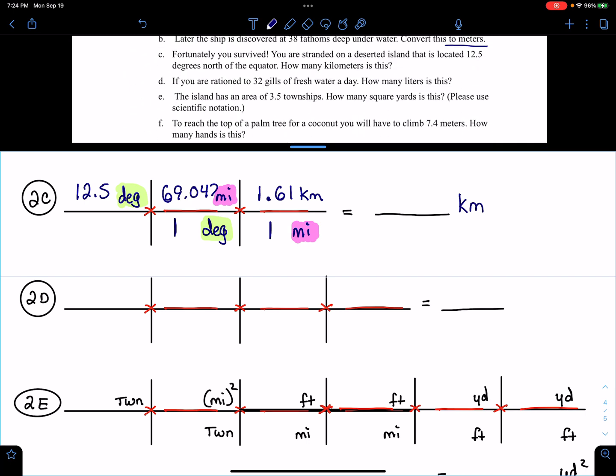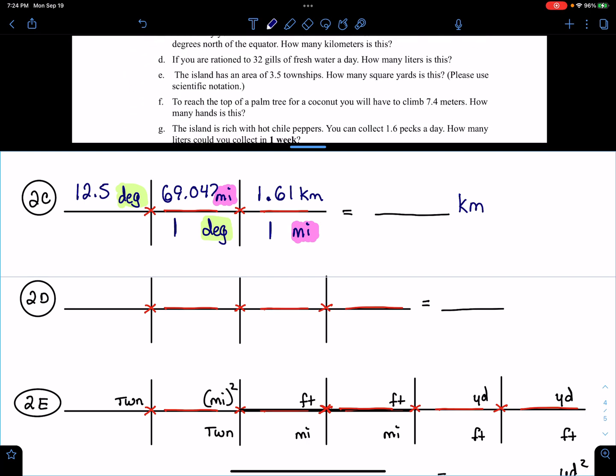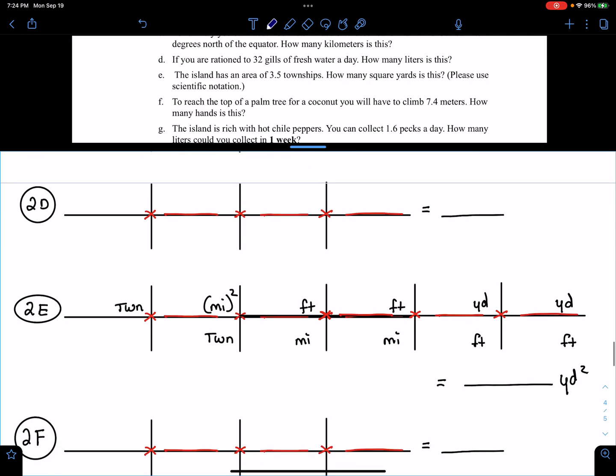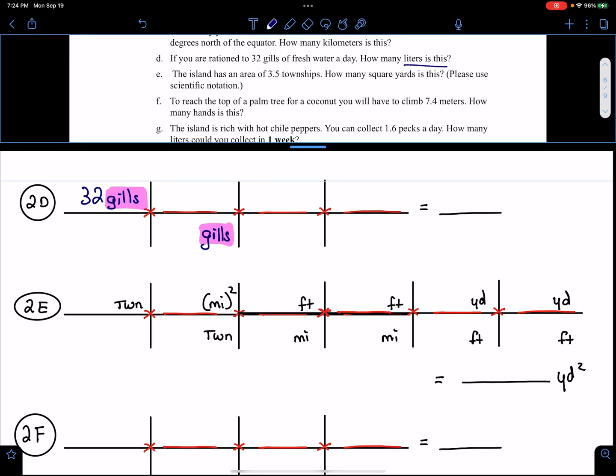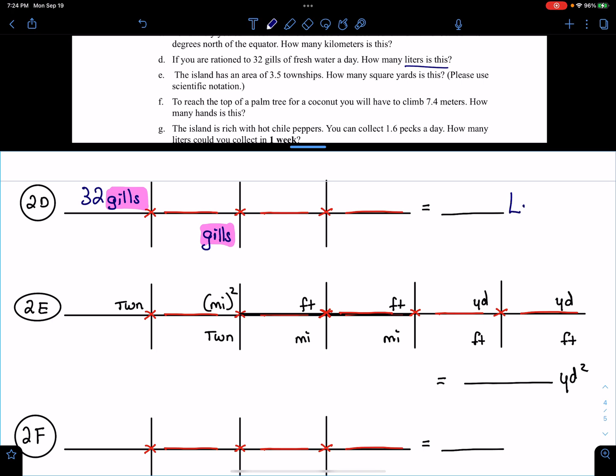We go to D. It says that if you are rationed 32 gills. All right, so let's put that down here. 32 gills. Now before I go any further, I don't even know what this is asking me to change it to, but I know that the unit gills has to go down here. So what is it asking us to change it to? It's asking us to change it to right here. It says liters. So let's put it here.